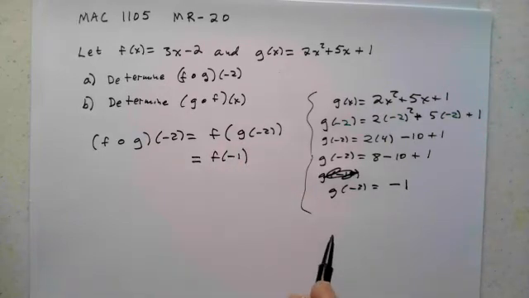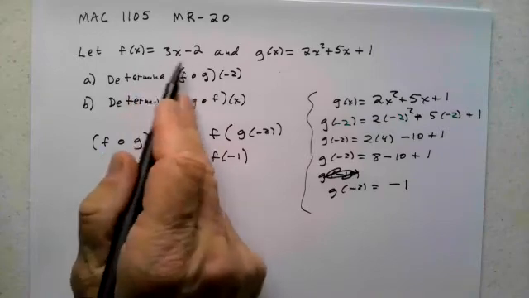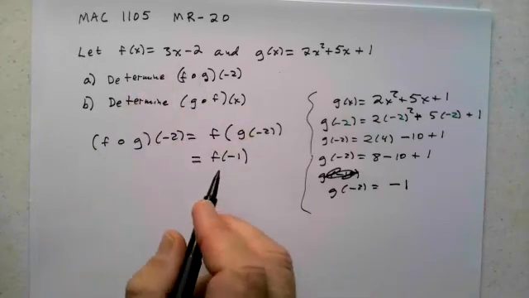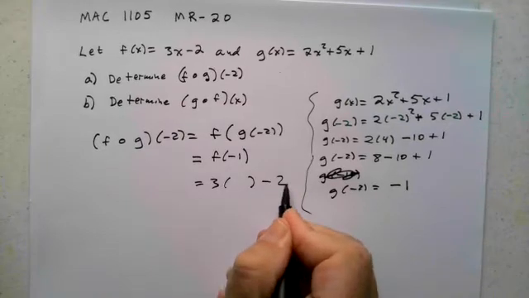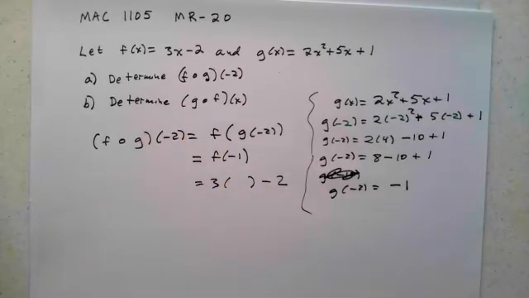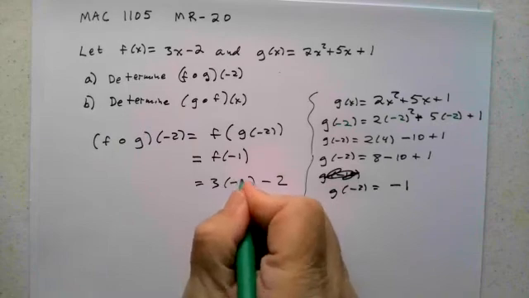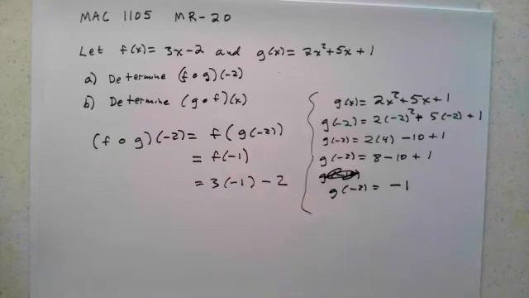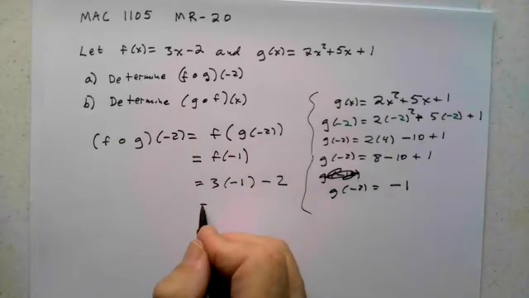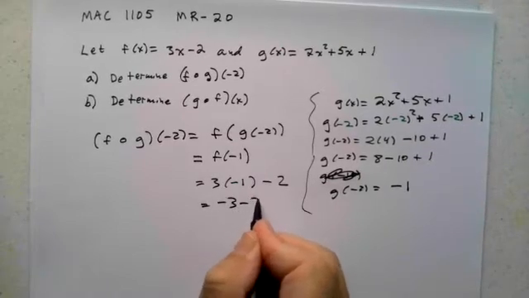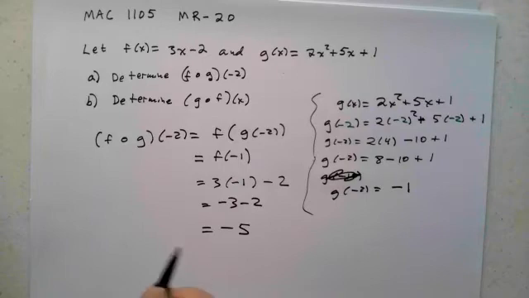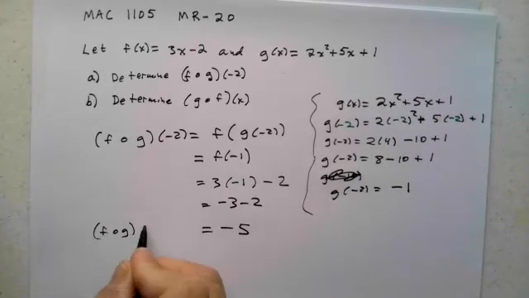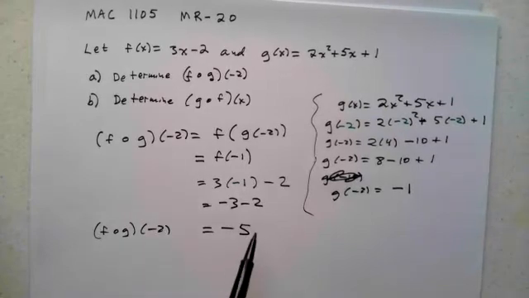But what is f of x? f of x is 3x minus 2. So f of something is 3 times something minus 2. What is my something here? This something is negative 1. So we get 3 times negative 1 minus 2. So that's negative 3 minus 2, which is negative 5. So f circle g of negative 2 seems to equal negative 5.